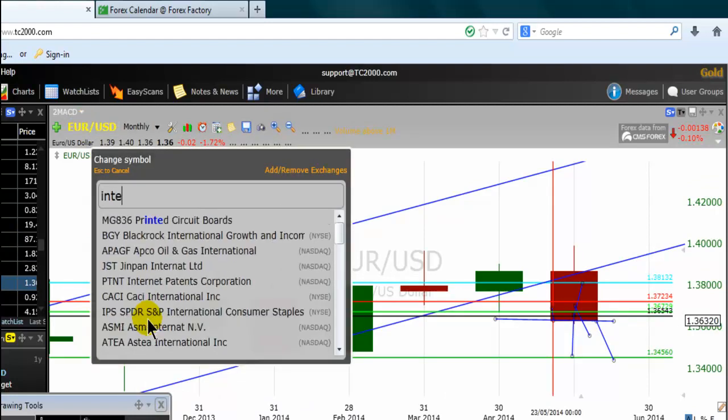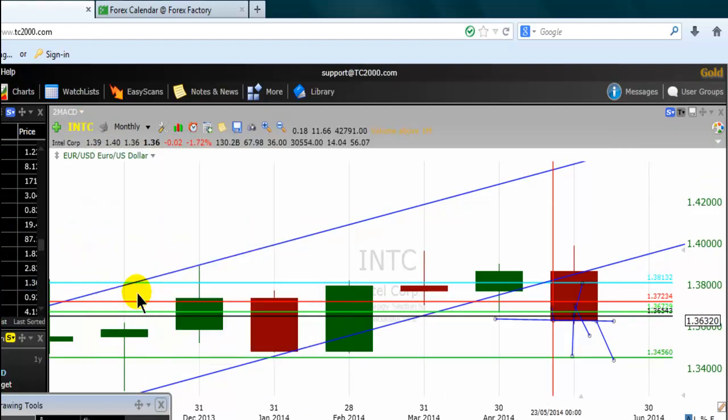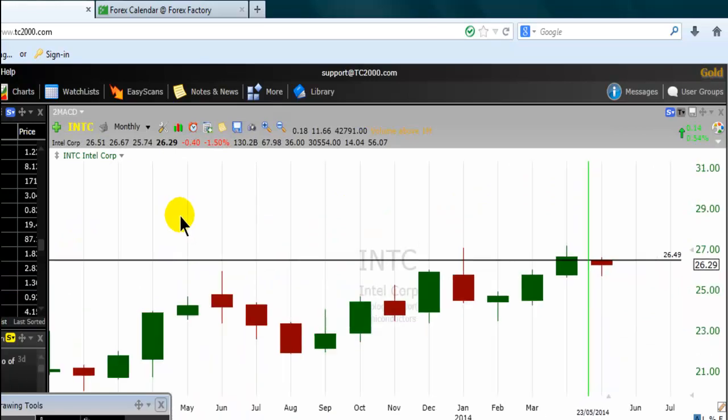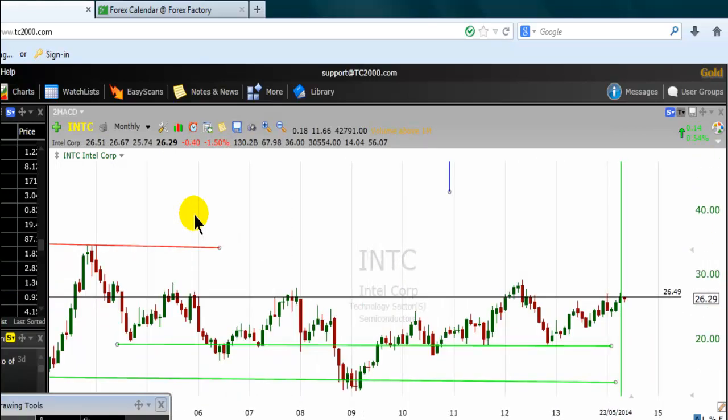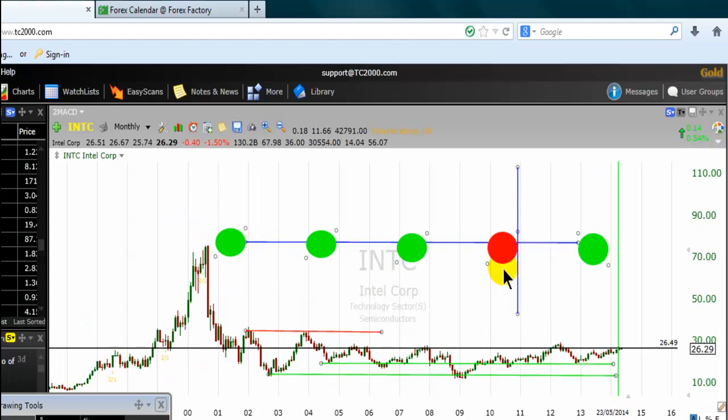It was Intel. The point I'm making to traders is that Thursday is the fourth day of the week. Of what am I talking? The fourth day of the week. We can compare it to the fourth wave.